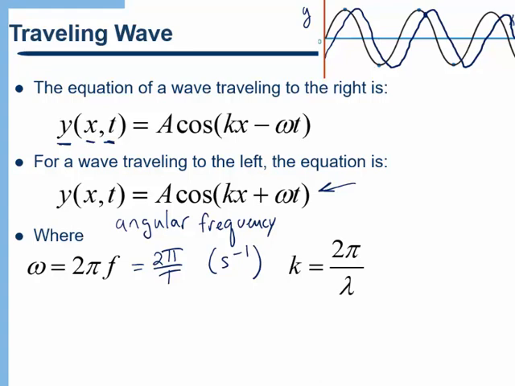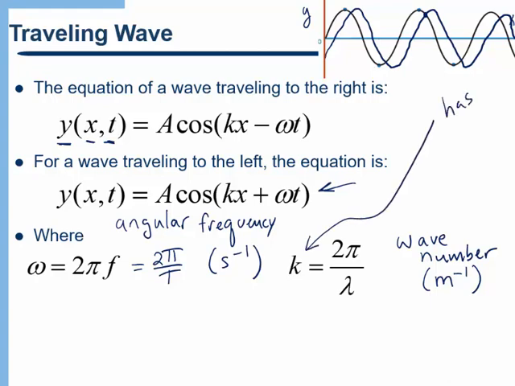Now k is something that you haven't seen before. K is referred to as the wave number. Notice that since the wave number is defined as 2 pi over the wavelength, it has units of meters to the minus 1.